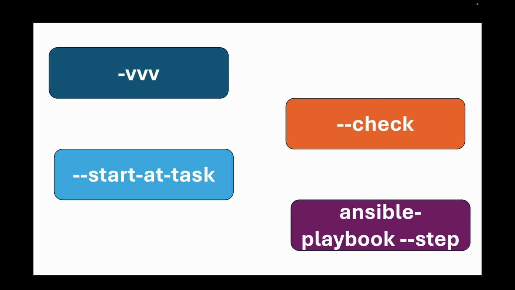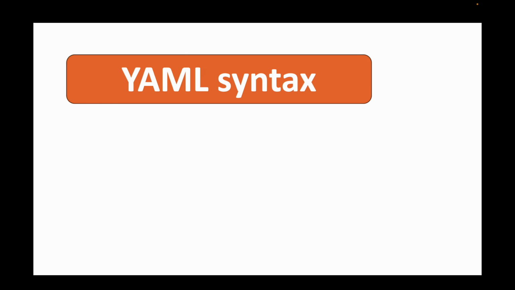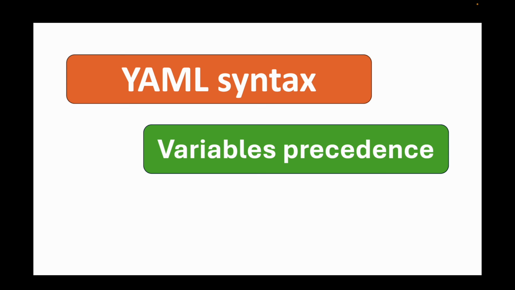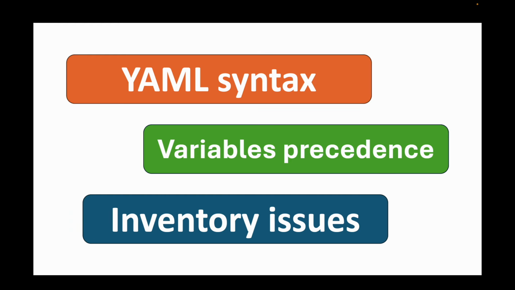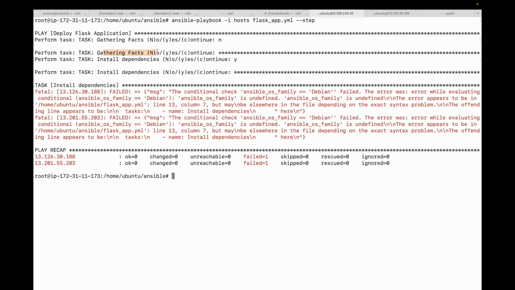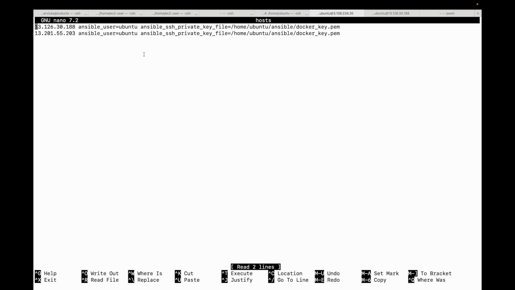The other things that you'll have to keep in mind is always check your YAML syntax. So Ansible playbook uses YAML, and YAML can be very tricky if you don't follow these standards like your indentations, your colons, and everything. Then variable precedence. So make sure you're defining your variables properly and following the order. And then your inventory issues. So make sure your inventory file is defined properly. You have the right IP address or your FQDN and all.